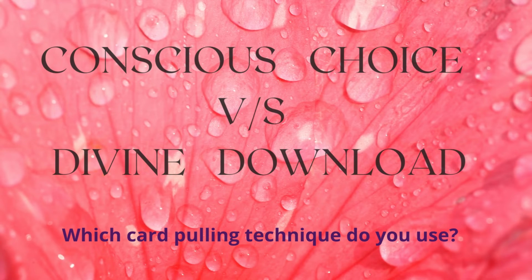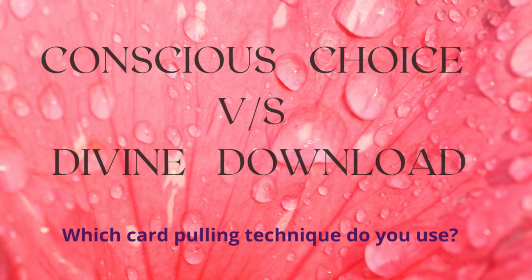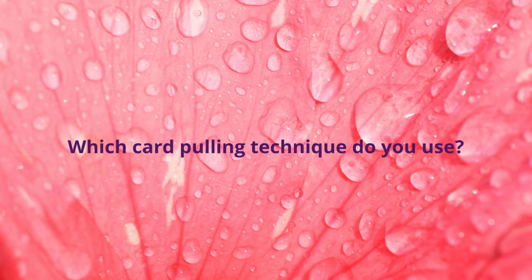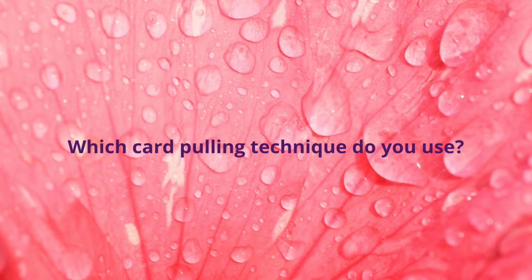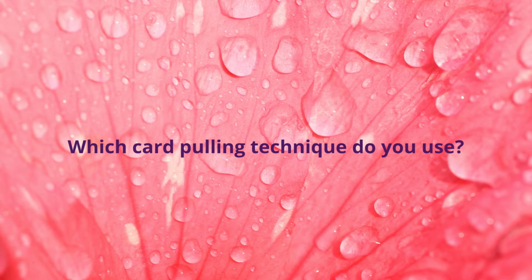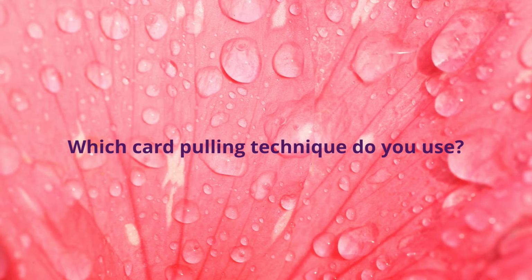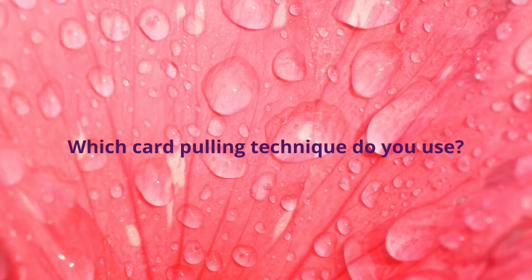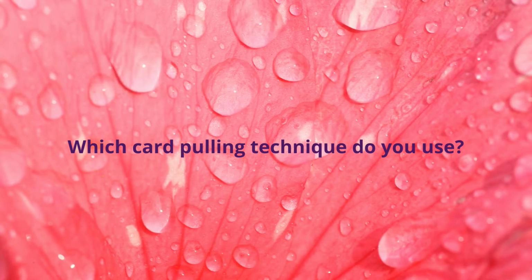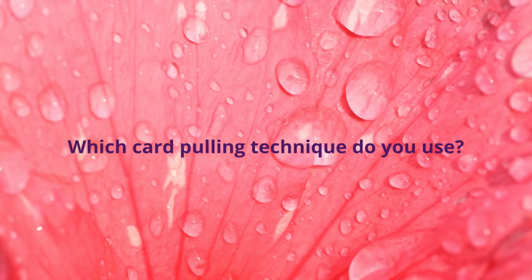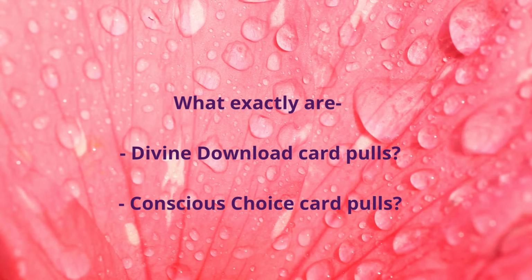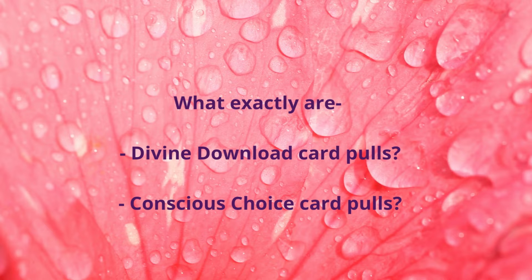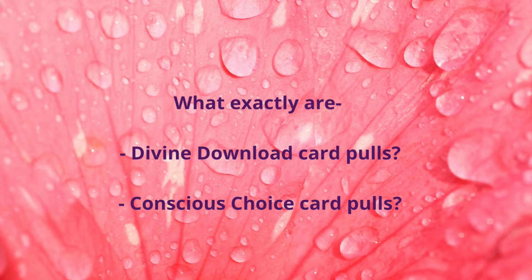So, I'm going to be taking you through what conscious choice cartomancy pulls and divine download cartomancy pulls actually mean according to me, and I'm going to be talking about some pros and cons of each, and then we're going to end this video podcast with a discussion on which technique is better when you are working with tarot cards, oracle cards, or any other kind of cartomancy and divination device. So let's start with divine download first, because that is something that you would all be familiar with, just under a different name. Now, when you shuffle a deck, whether it's a tarot deck or an oracle deck or any other deck, you shuffle the deck and then you lay out the cards.